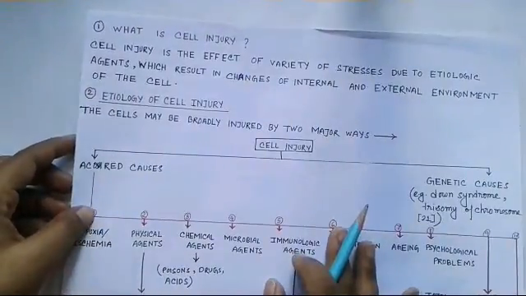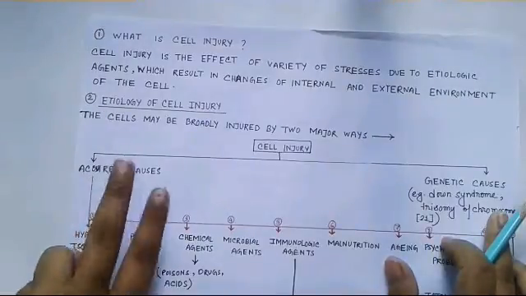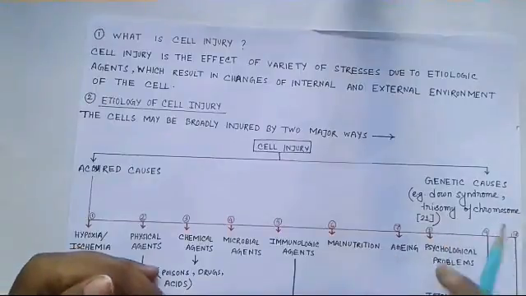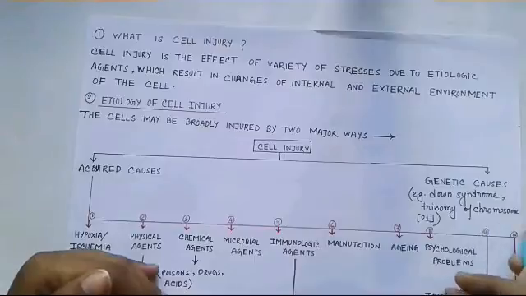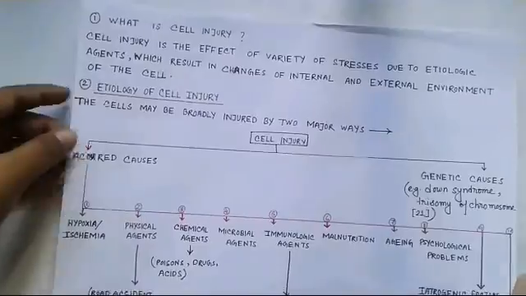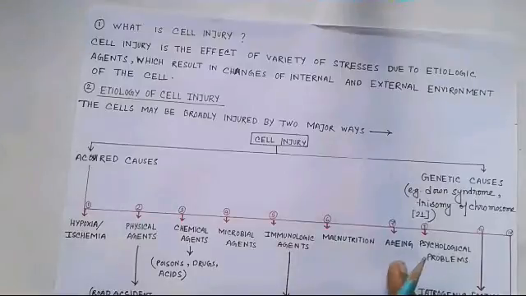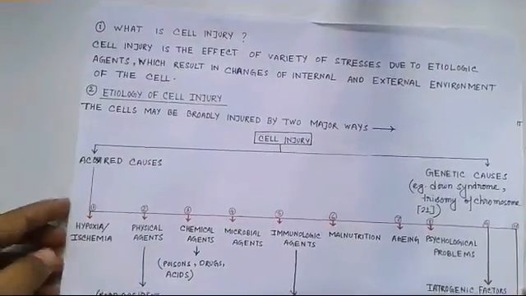So cells may be broadly injured in two major ways. One is genetic cause and another is acquired cause. Genetic cause, you may gain it by your birth. For example, Down syndrome happens because of trisomy of chromosome 21, and there are many sources of acquired causes like hypoxia, ischemia, physical agents, chemical agents, microbial agents, immunologic agents, malnutrition, aging, psychological problems, iatrogenic factors, and idiopathic disease. So I will explain one by one.